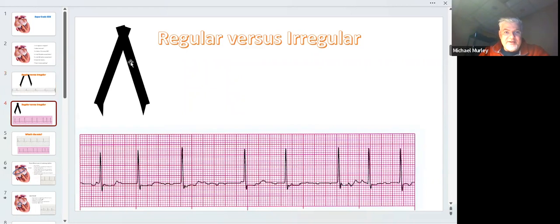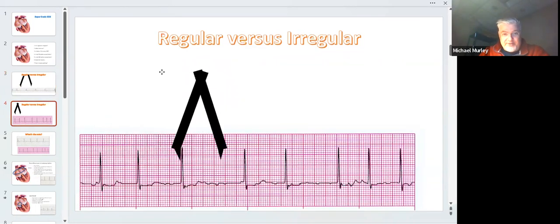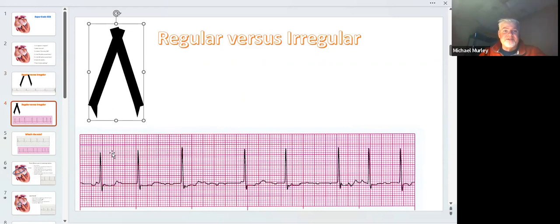Same thing here. We are going to see if it's irregular. When you figure that out, the next question is, what's the rate? 1, 2, 3, 4, 5, 6, 7, 8, 80. It's not too fast, not too slow. Do we have a P for every QRS? Nope. We don't. There's a P over here.